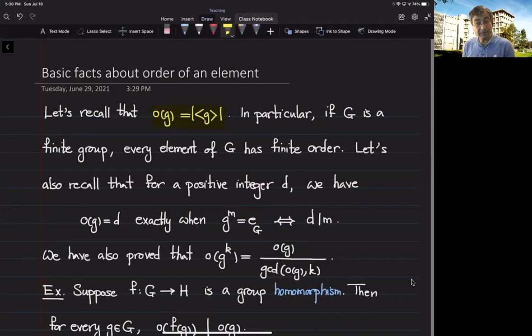In particular, if I start with a finite group G, then the cyclic group generated by every element of G is going to have finite order, and therefore every element of the group G has finite order. Remember, the order of a group is the same as the cardinality of the group, and this equality justifies the word order. So every element of a finite group has finite order.